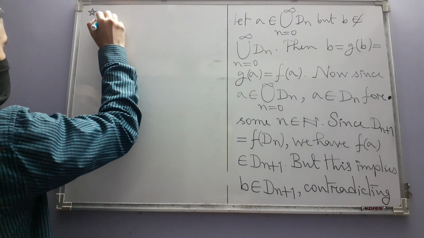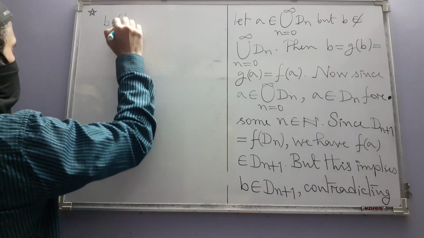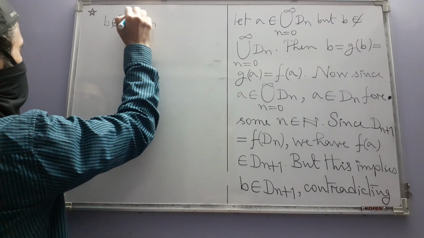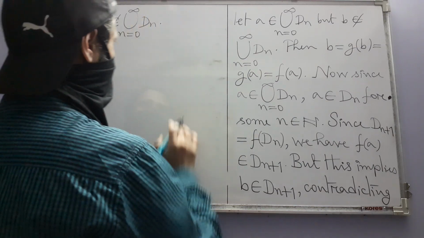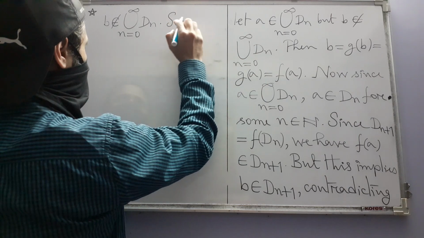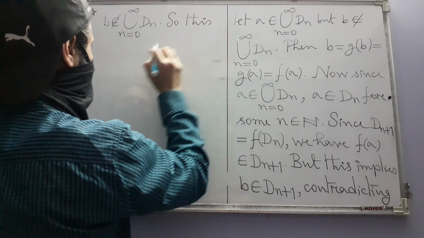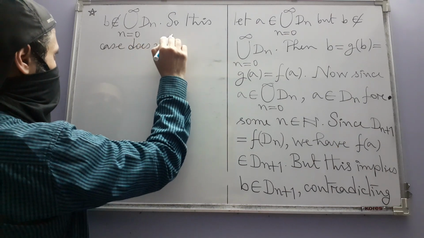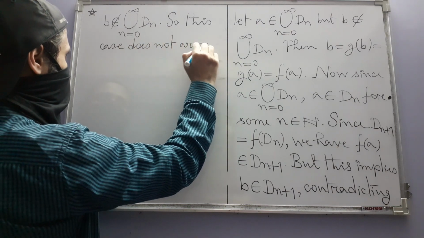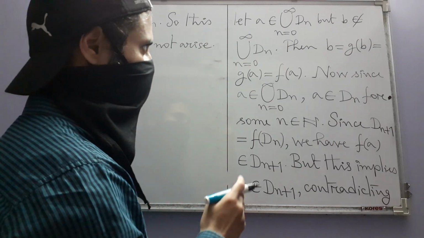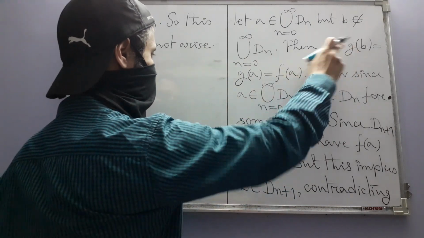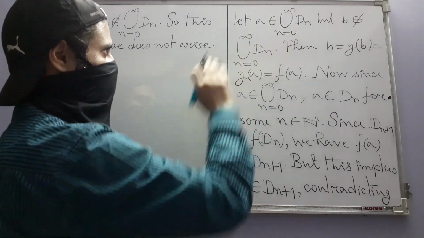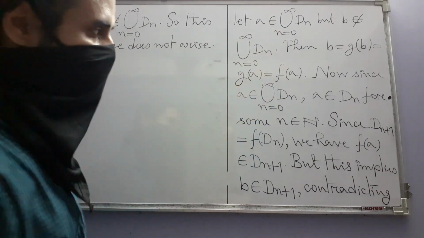Contradicting this. So this case does not arise, meaning that under the condition that g of b is equal to g of a, it cannot be that a belongs to this and b does not belong to this.